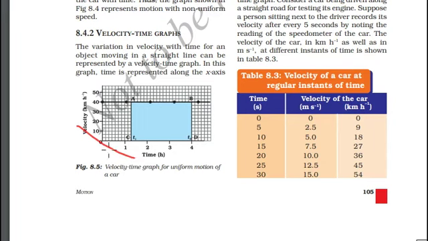Using this velocity and time graph, we can calculate the amount of distance it travelled. Distance is defined as speed times time. So distance is equal to velocity times time. Time is on the x-axis and velocity is on the y-axis. When we multiply these two entities, we will get the distance.